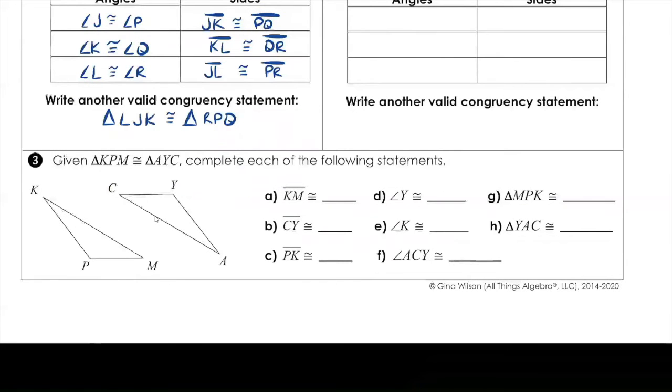KP gets our single tick mark in our KPM triangle. Who gets the single tick mark in our AYC triangle? What do you think? They will have ticks, but just like we have multiple hoops, we're just going to have multiple ticks. AY. How come? Why are they congruent? How do we know they're the same length? We're looking at our congruency statement. And if KP comes first, AY comes first. What about PM? PM gets our double.